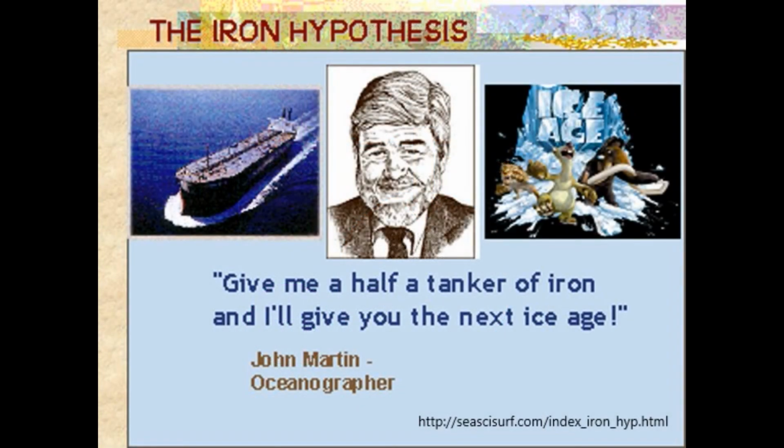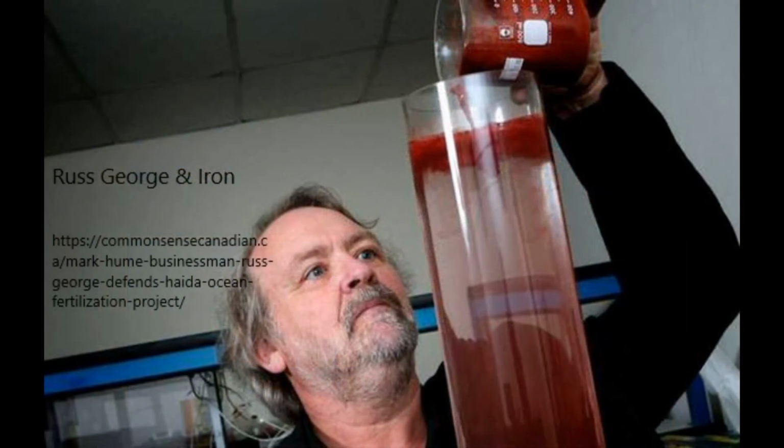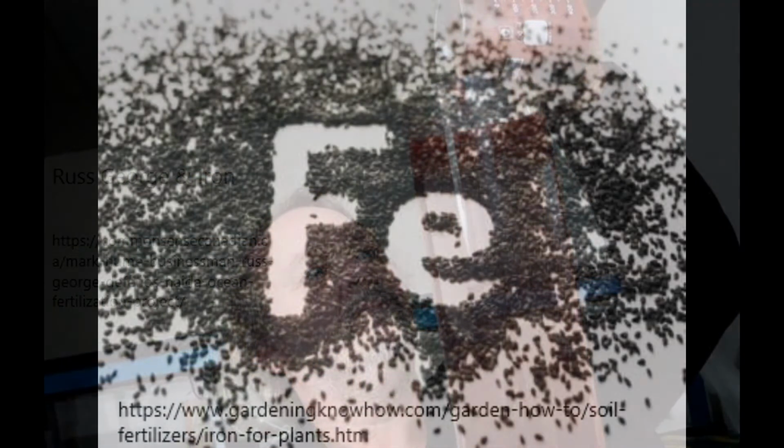Oceanographer John Martin theorized that the biological pump could be manipulated by adding iron(II) sulfate to sunny ocean waters, causing algae blooms where there weren't algae blooms previously. These algae blooms would be eaten by local populations, but also sink to the seafloor and sequester carbon. Martin famously said that he could create another ice age with just half a tanker full of iron. It's a bit of hyperbole, but it was John Martin who inspired geoengineers like Russ George to fertilize the ocean with iron. Now, why is iron so special?